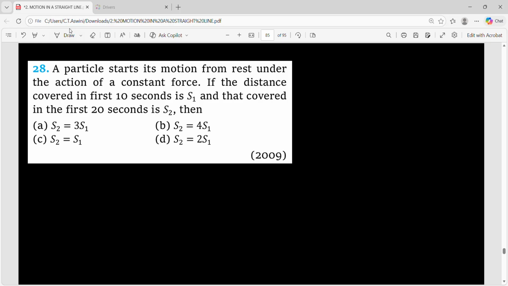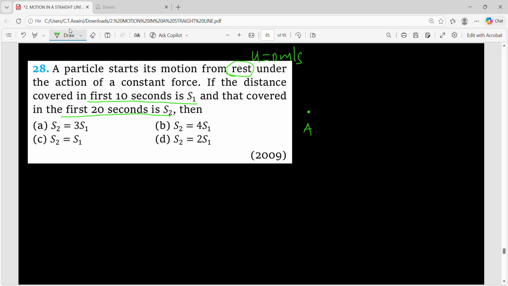Easy, right? Now, see this question. A particle starts its motion from rest. That means initial velocity is 0. Under the action of a constant force, if the distance covered in first 10 seconds is S1 and that covered in the first 20 seconds is S2.